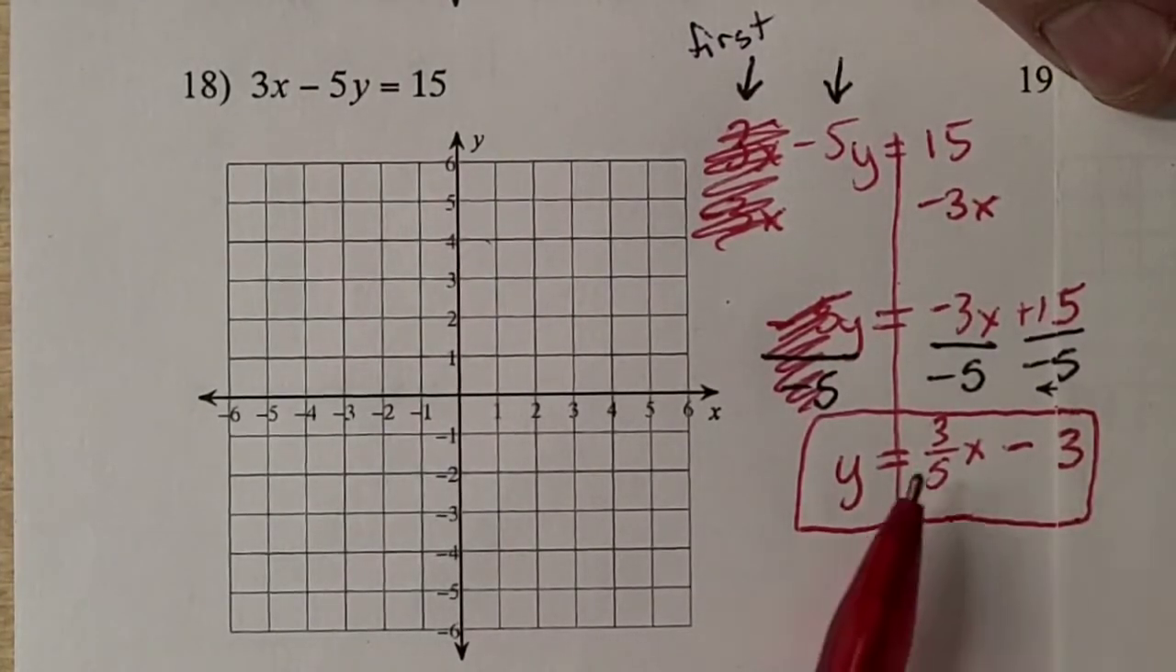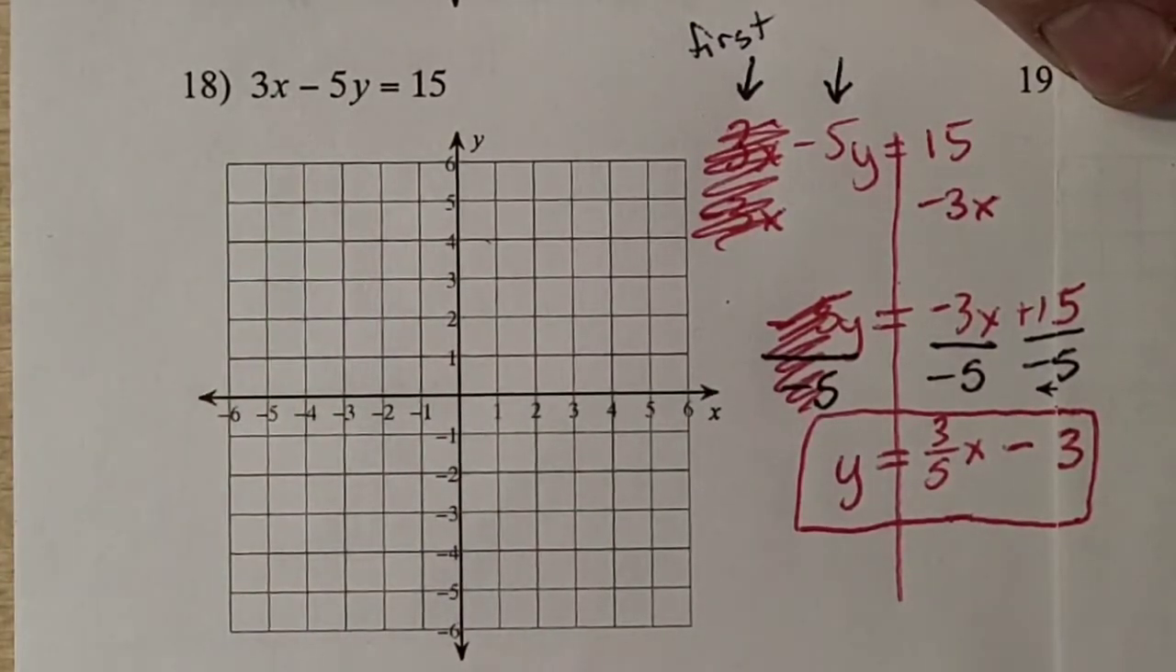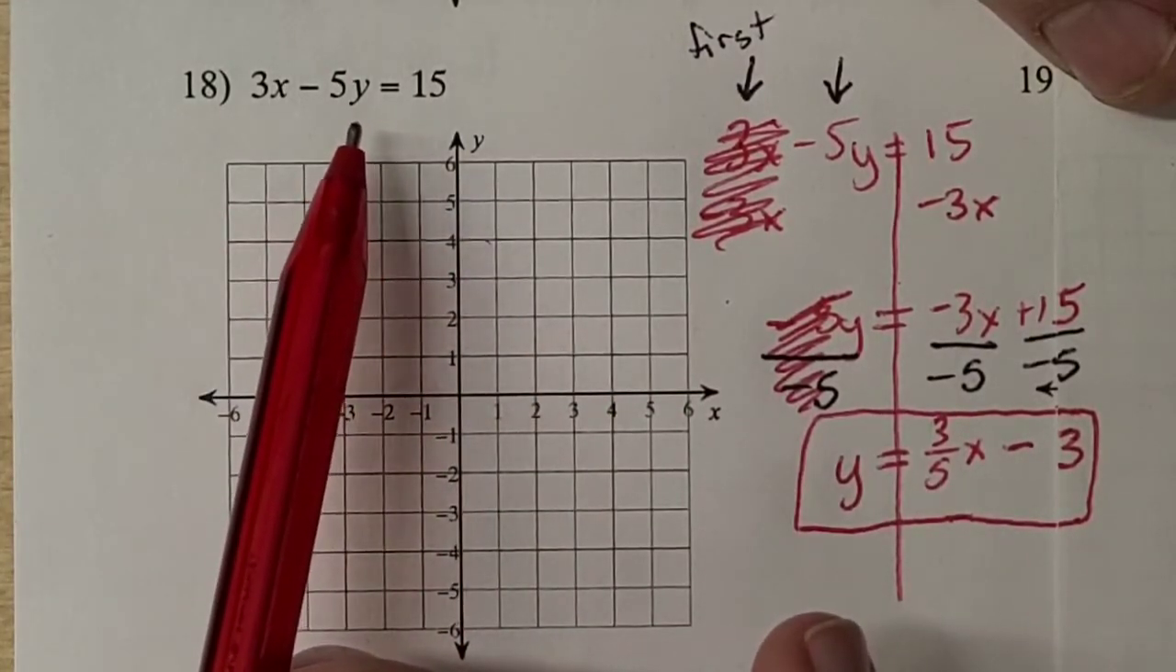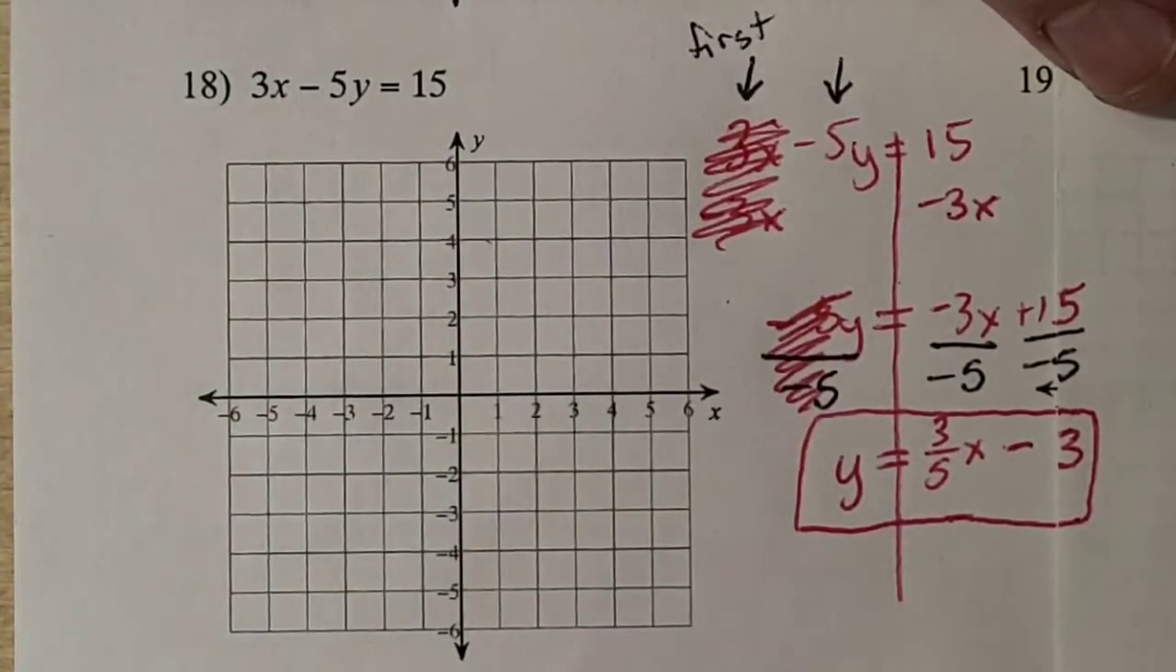Now it's important to note that this and this are the exact same line, just written in two different forms. One is written in slope-intercept. One is written in standard. Standard sucks. It doesn't tell me anything at all. Nothing useful. So I change it into a form that's helpful.